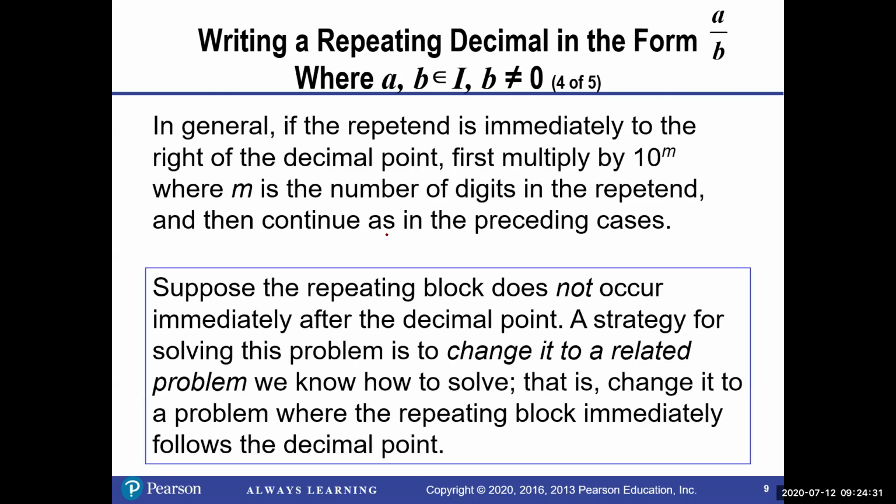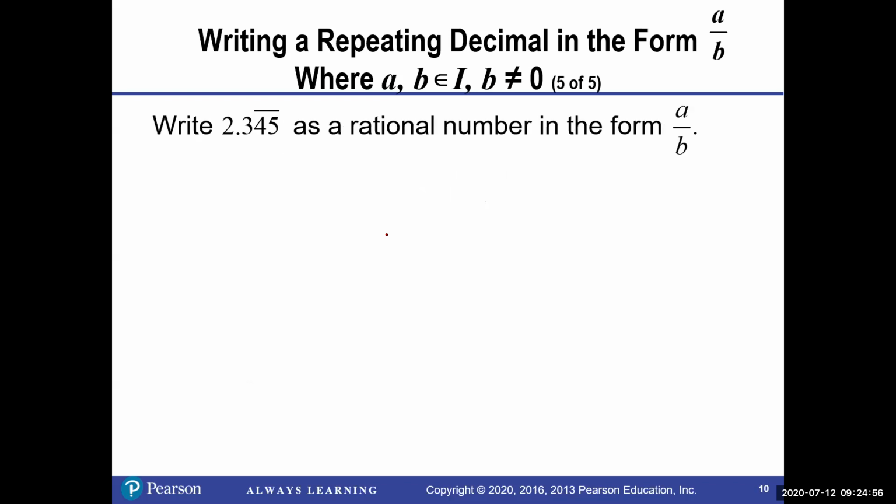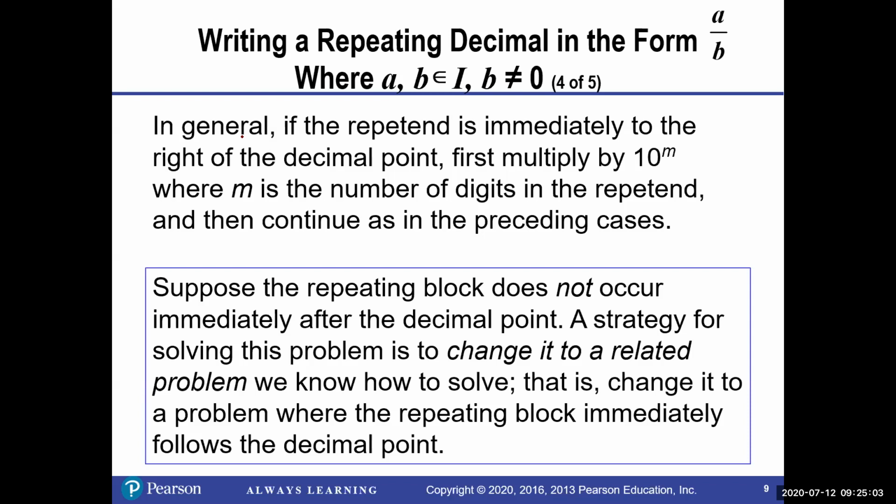Now, suppose the repeating block does not occur immediately after the decimal point. A strategy for solving this problem is to change it to a related problem we know how to solve. That is, change it to a problem where the repeating block immediately follows the decimal point. All right, again, we are going to look at examples of how this really works. So for instance, you realize that the repeating decimal does not come immediately after the decimal point, and that is what you see here.